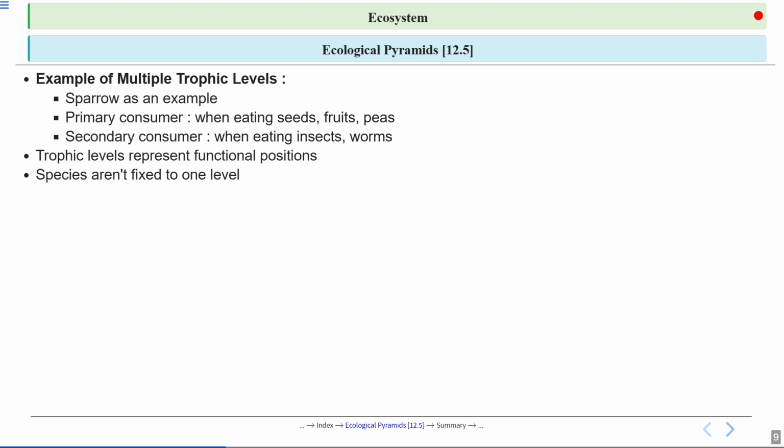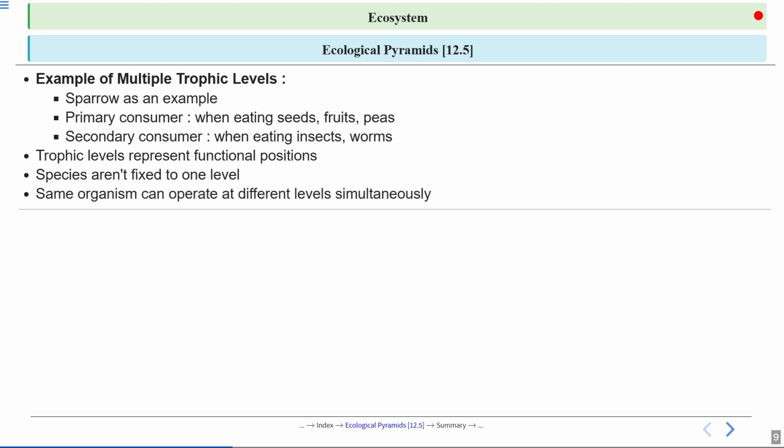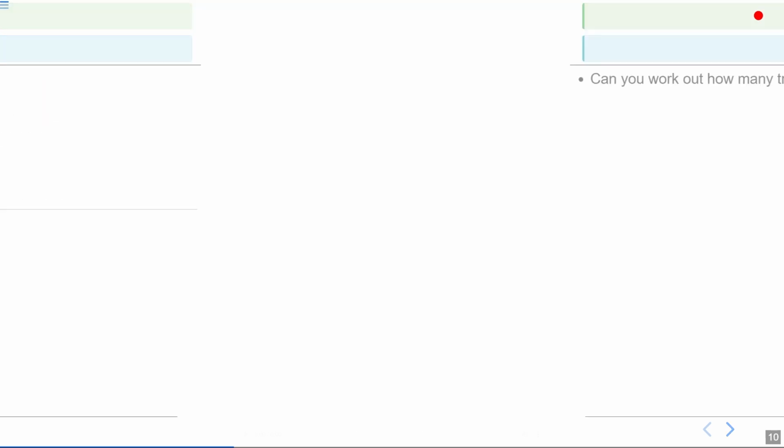So that's why we are saying species aren't fixed at one level. Okay, means species are not fixed at one trophic level. They can occupy multiple trophic levels depending on their feeding habits. Now, the same organism can operate at different levels simultaneously. So this flexibility helps the ecosystem stay balanced and shows how interconnected all living things are.